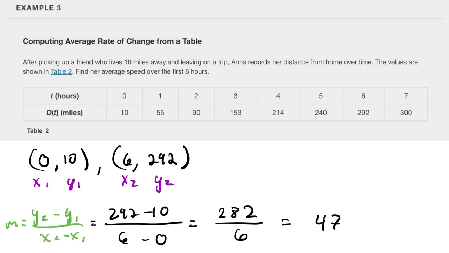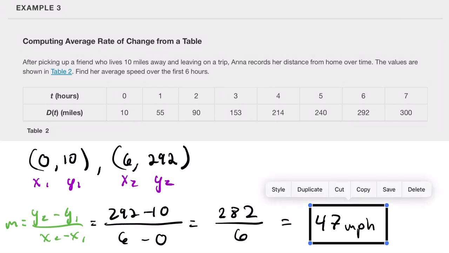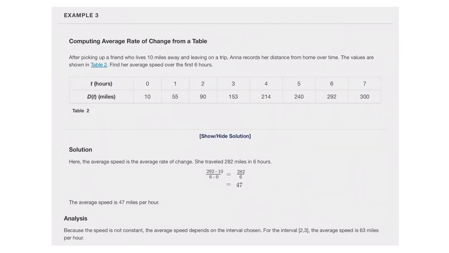Her average speed for the first 6 hours. That seems kind of slow. They must be on like a little side street or something, one of those scenic highways maybe. Let me see. Miles per hour. Okay, let's see how we do here. I think that's what we got, right? 47. So her average speed was 47 miles per hour.